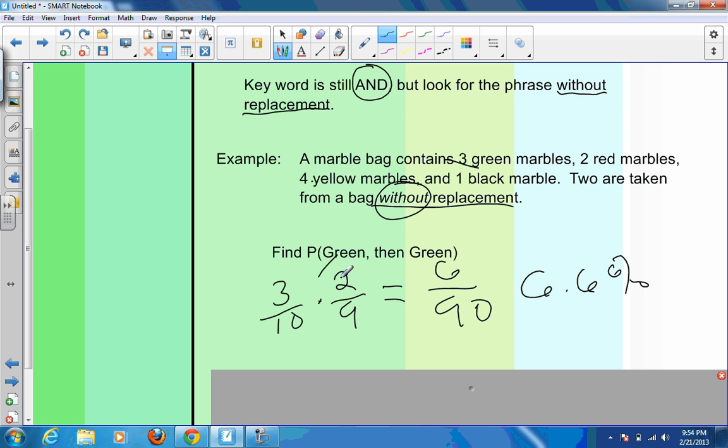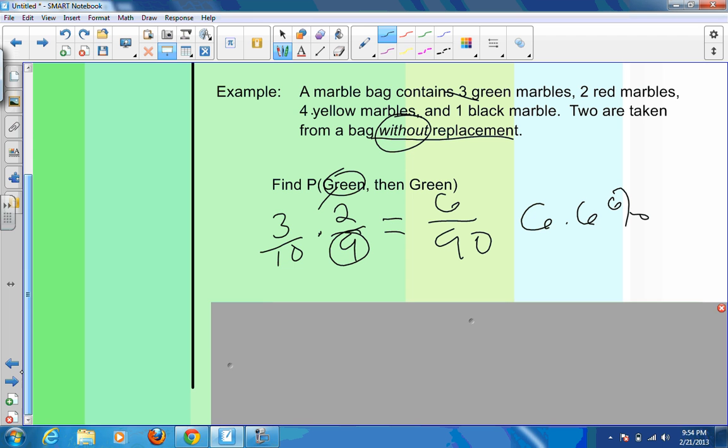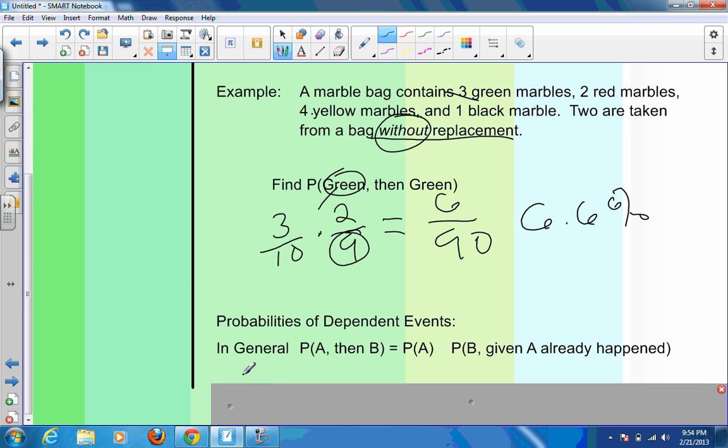So I hope that makes sense. Without replacement, in this particular example, I've kept a green marble, so there's 1 less, and there's 1 less in the total bag, so my numerator decreased as well. Let's look at another example here.